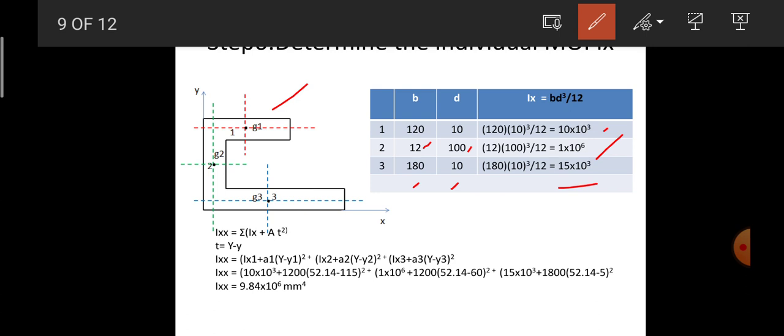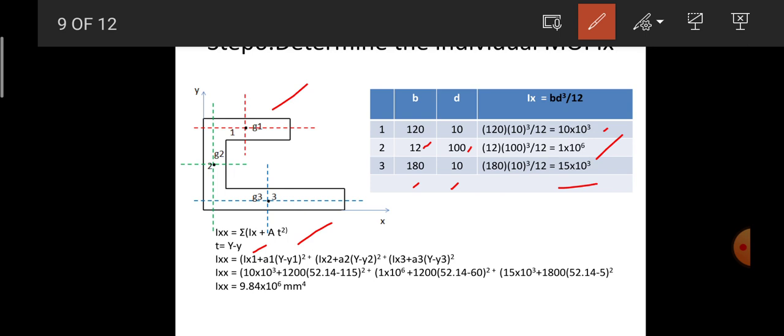If I want to compute the moment of inertia Ixx about the x axis for the overall channel section, I have to use the parallel axis theorem, which is nothing but sigma Ix plus AT square. Wherein T is nothing but capital Y minus small y, wherein capital Y represents the centroidal distance in the vertical direction for the overall C section, and small y represents the centroidal distance in the vertical direction for the individual structures.